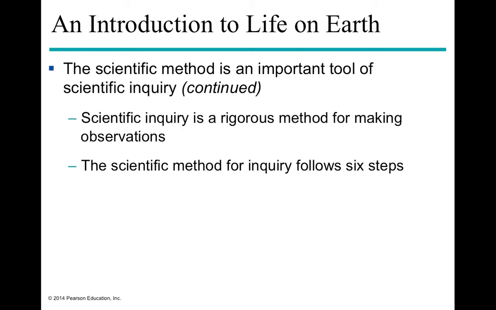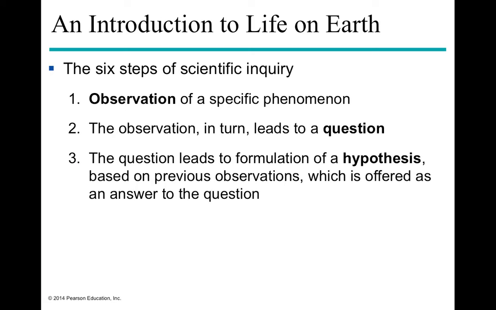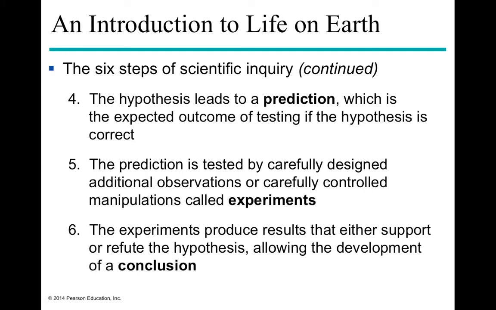It's a very rigorous method for making observations, again through scientific inquiry, where we're going to take an observation of a specific phenomenon and ask a question. Again, why are the leaves green? Then we're going to formulate a hypothesis based on the fact that the leaves are green, and we think that perhaps it is XYZ, and we're going to offer that up as an explanation for why this is happening. In order for us to be able to say that that's true, we have to predict the expected outcome if the hypothesis is correct, and then run the experiment and see if we get the predicted outcome.